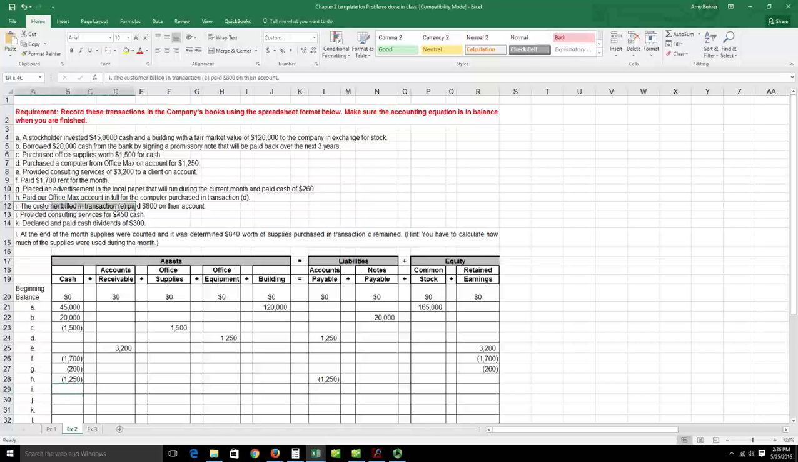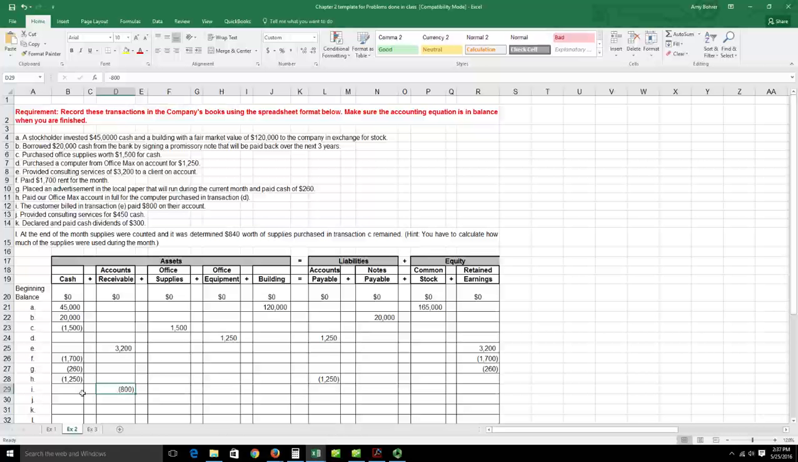I says the customer billed in transaction E paid $800 on their account. So this is the customer that we provided services on account. They're going to pay us later. Now they're not paying us the whole $3,200. They're only paying us $800. But again, now that accounts receivable is being reduced, right? They're no longer going to owe us $3,200. They're going to owe us $2,400 now because they paid $800 on their account.